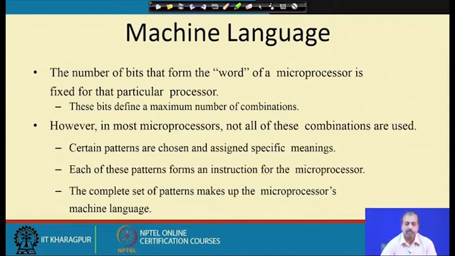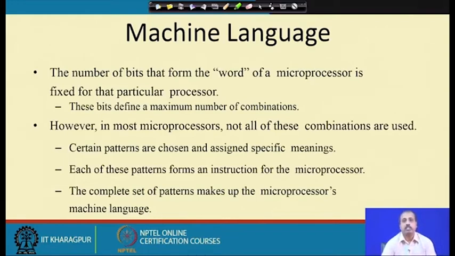So, if I say that my word size is 8-bit, that means when the processor is in the fetch stage, it gets the first instruction, and that 8-bit pattern will depict what the instruction is. Naturally, with 8 bits I can have at most 2 power 8, that is 256 combinations. These bits will define the maximum number of combinations that are possible for the machine instructions. However, in most microprocessors, not all these combinations are used. 256 is a very large number as far as simple processors like 8085 are concerned.